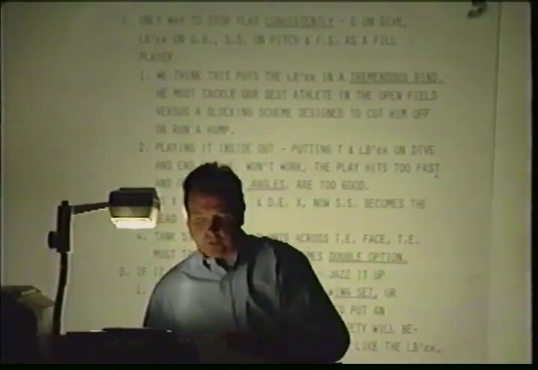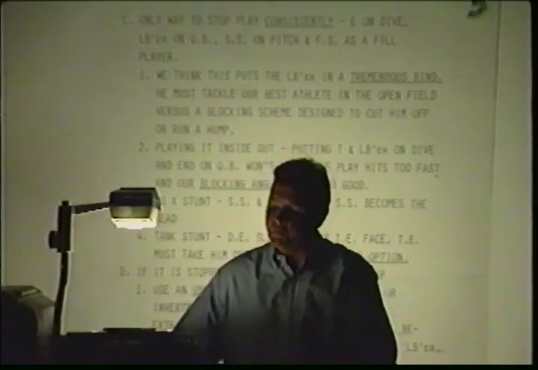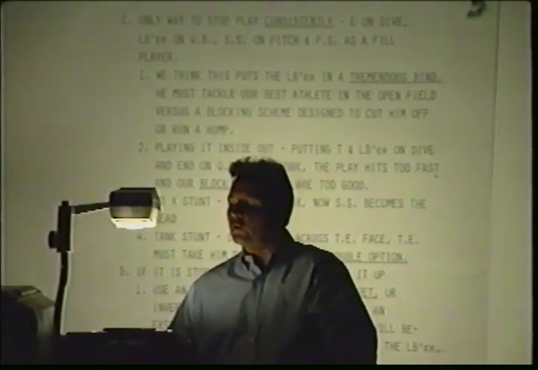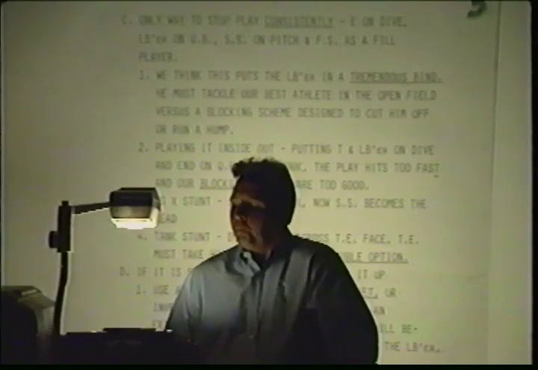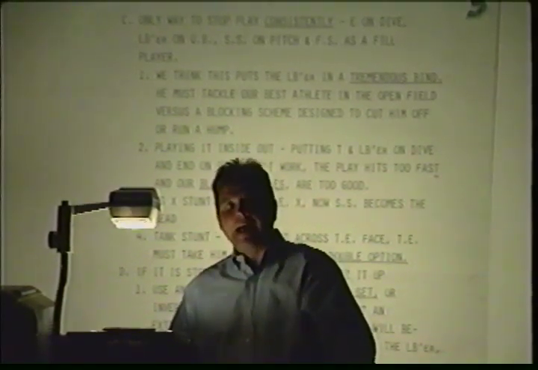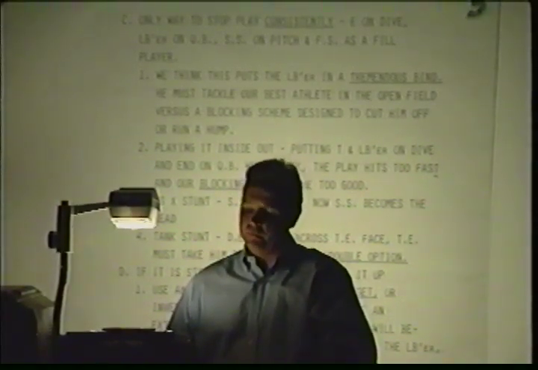Only way to stop the play consistently, and we're talking 50 defense here, we're going to get split 4 in a second, is to put the end on dive, the linebacker on quarterback, the strong safety on pitch, and use the free safety as a field player. Now you can't run a strong safety to quarterback and let the free safety go to the pitch. We see that too. That's what we think is the way. If you're going to stop outside veer, that's the way you've got to do it.